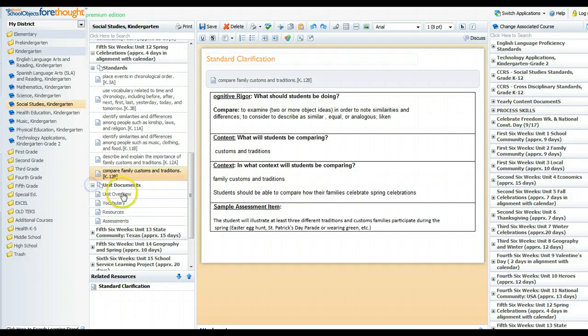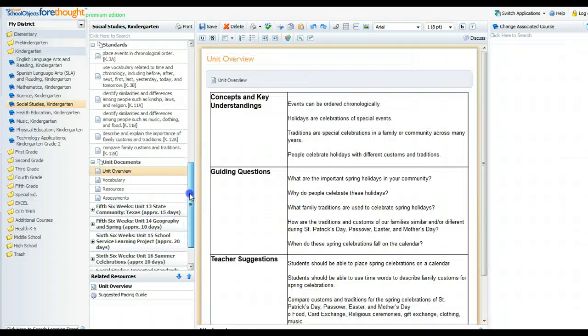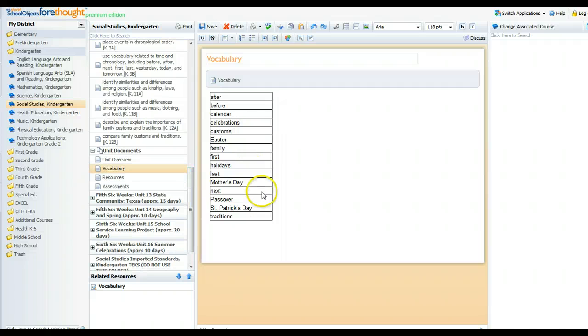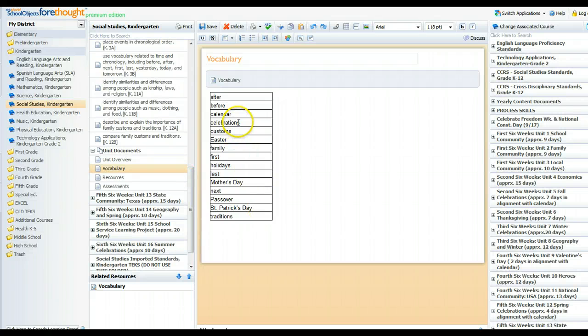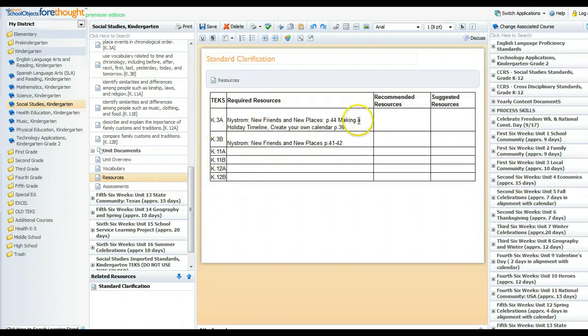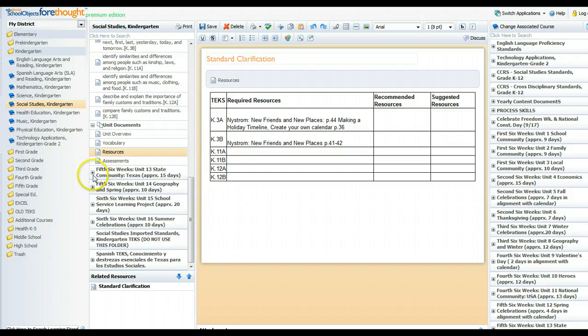Under our unit documents, I have for you your unit overview, your vocabulary. Those vocabulary words will be important. Customs, celebration, I really want you to pay attention to that. And resources, I've given you 2 different pages from Nystrom in our new atlases, New Friends and New Places, either making a holiday timeline, they can create their own calendar, and there's another page here too, so make sure you look at that as well.